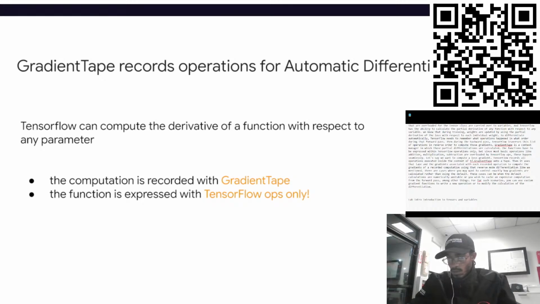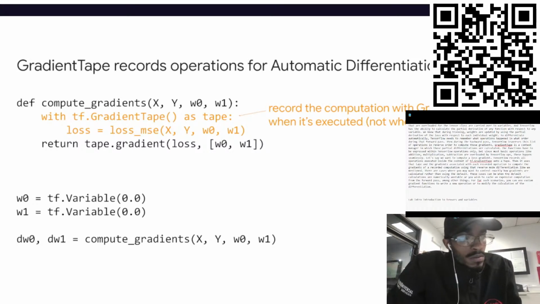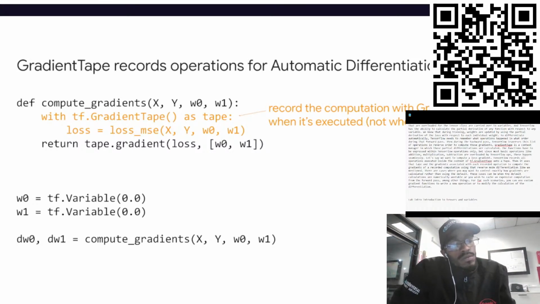The functions have to be expressed within TensorFlow operations only. But since most basic operations like addition, multiplication, subtraction are overloaded by TensorFlow ops, these happen seamlessly. Let's say we want to compute a loss gradient. TensorFlow records all operations executed inside the context of tf.GradientTape onto a tape. Then it uses that tape and the gradients associated with each recorded operation to compute the gradients of a recorded computation using that reverse mode differentiation like we mentioned.